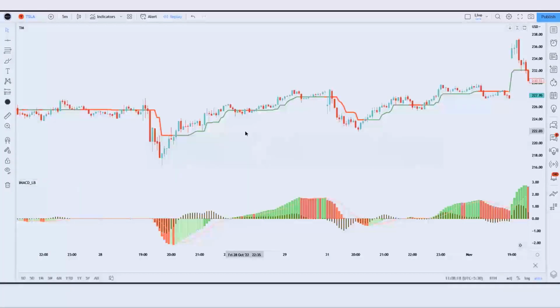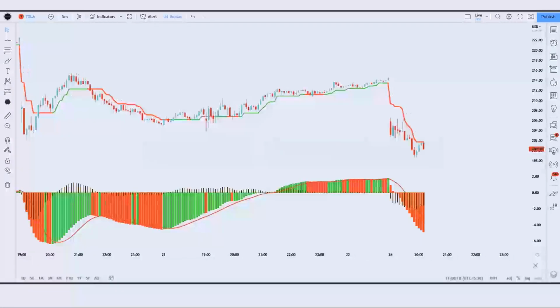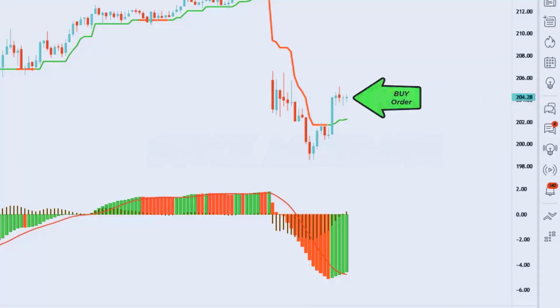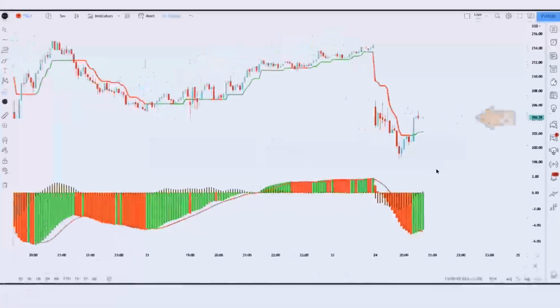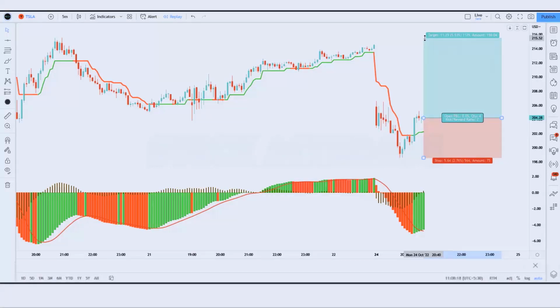Let's see how we use these trading setups. The buy conditions: the Impulse MACD gives green color. The Impulse MACD should be above the Impulse MACD signal line. The Trend Magic gives green signals. The Impulse MACD histogram should be above the 0 line. The market forms a bullish candle. If these conditions are fulfilled, then we will place a buy order. Our stop loss will be placed at the low of the previous candle, and the risk to reward ratio will be 1:2.